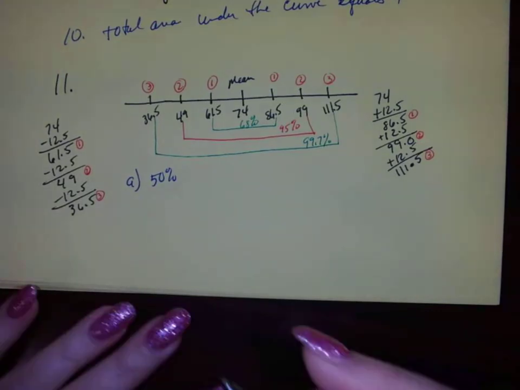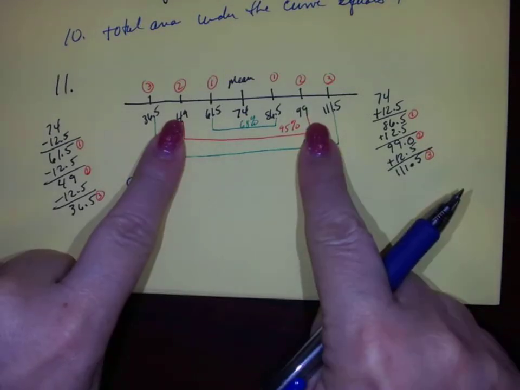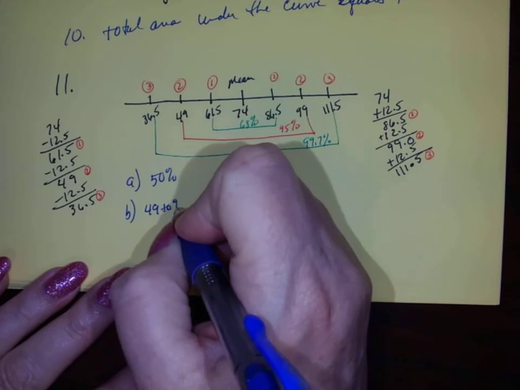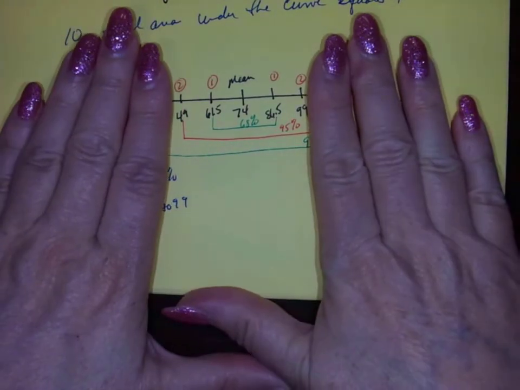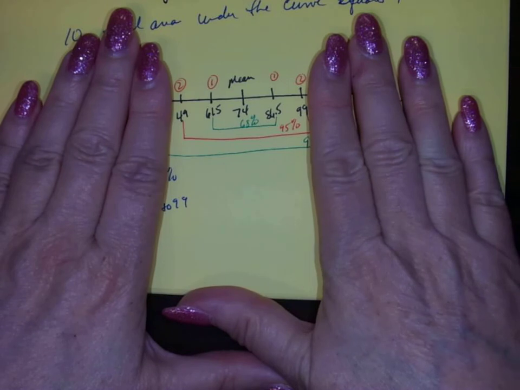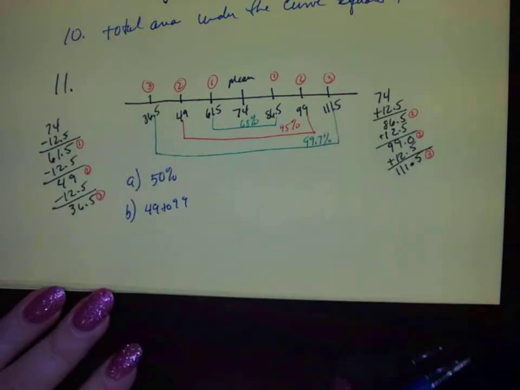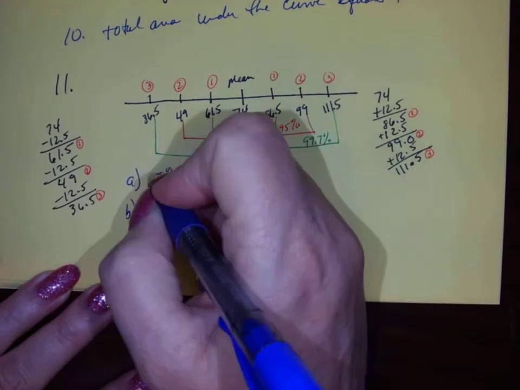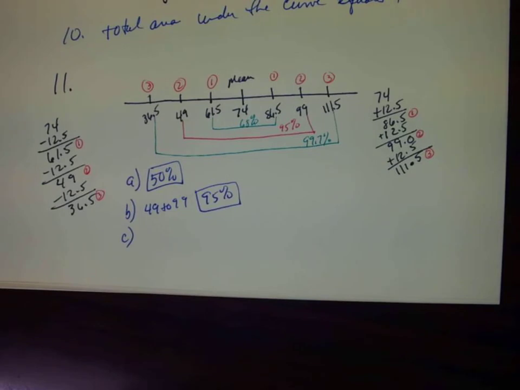The second one, part B, asks about the percentage of pulse rates between 49 and 99. So 49 to 99. Well, from 49 to 99, those are both 2 standard deviations away. So that is going to be 95% of our data, because they're both on that line.